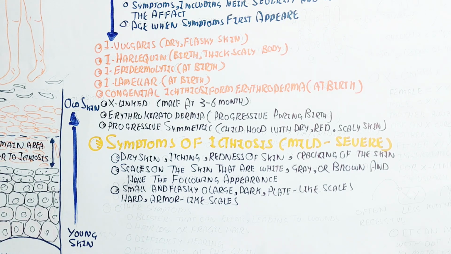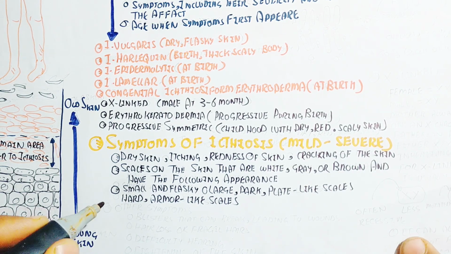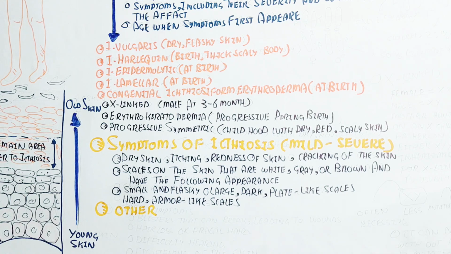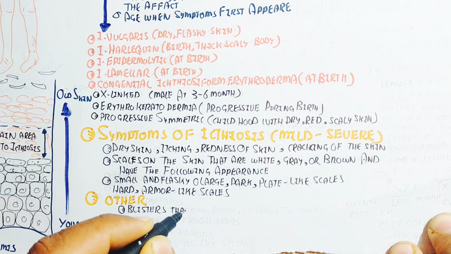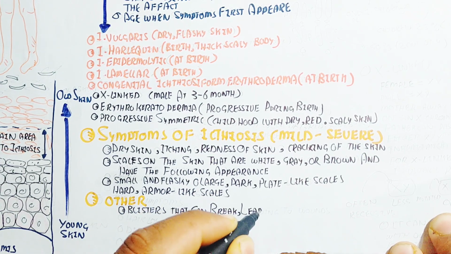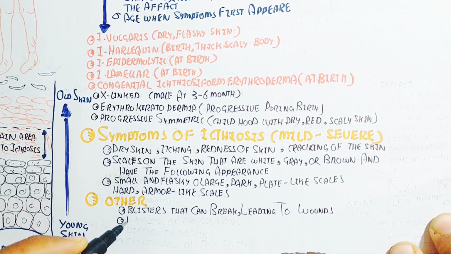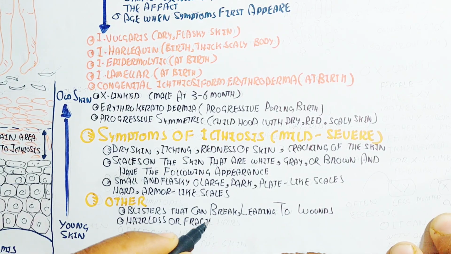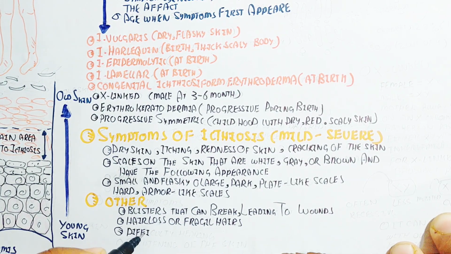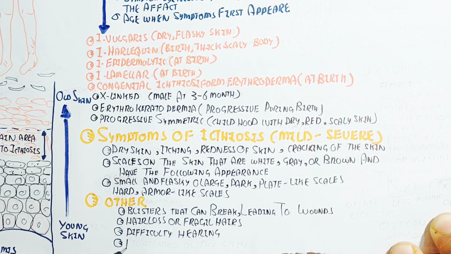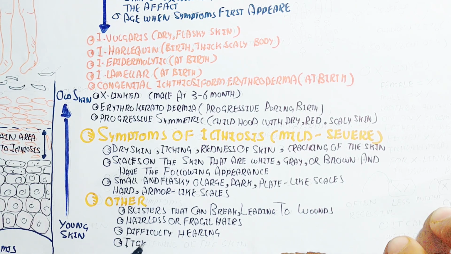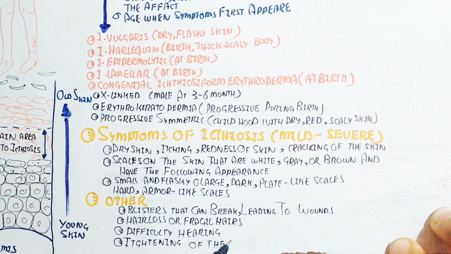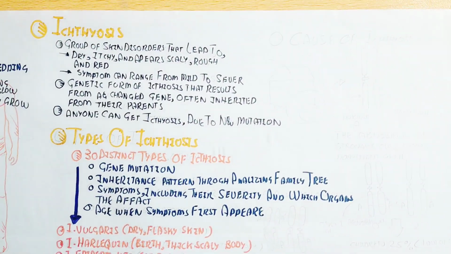Let's understand the other symptoms. Blisters can break, leading to wounds, so wounds increase due to blister breakage. Hair loss or fragile hair can occur because of the skin ichthyosis, as hair growth will be stunted. Difficulty hearing is also possible, and tightening of the skin, sorry, not lightening, so tight skin will occur.